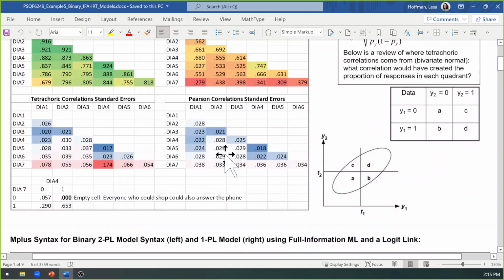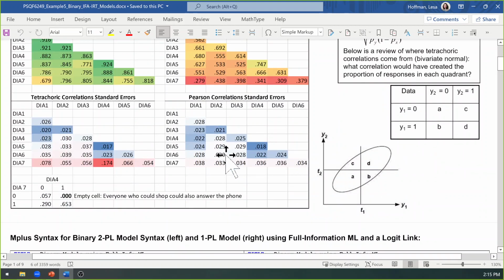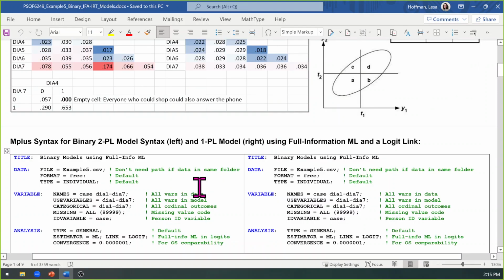Okay. How is that for a review thus far? Good so far? So we looked at code last time.